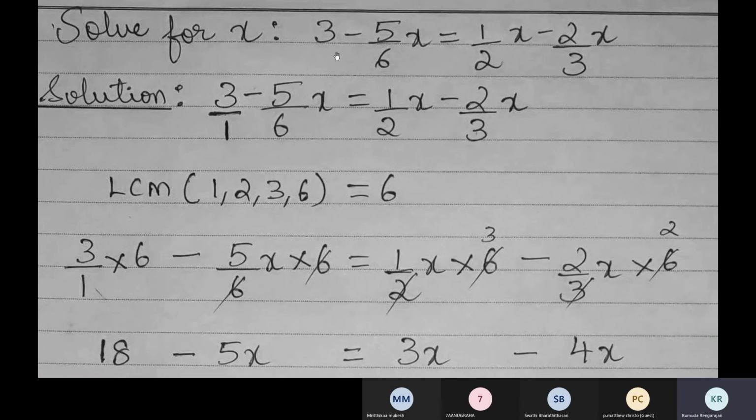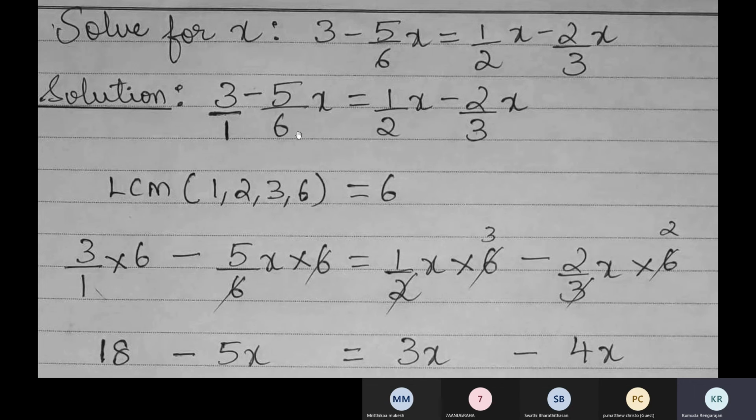So this can be the first step, children, writing everything with the denominator, because we see fractions here: 5 by 6, 1 by 2, 2 by 3. So write 3 as 3 by 1. 3 by 1 minus 5 by 6x is equal to half x minus 2 by 3x. That's the first step. We're just fixing the denominator for 3. 3 means 3 by 1.